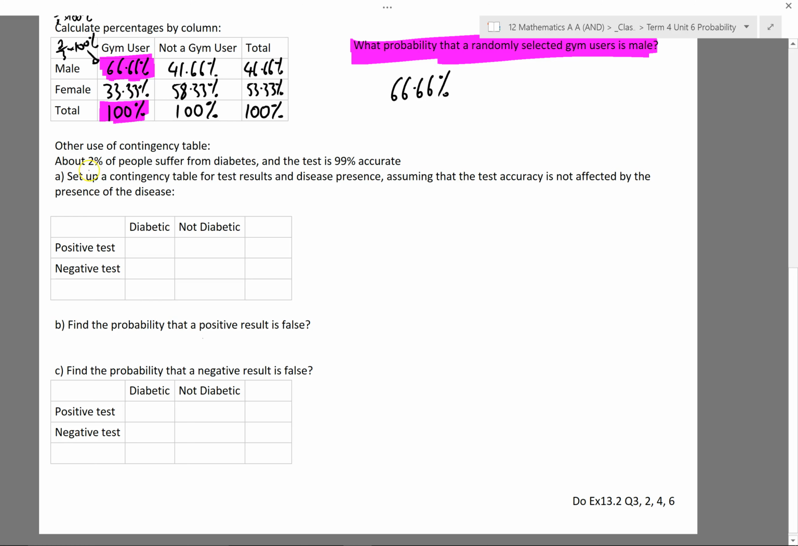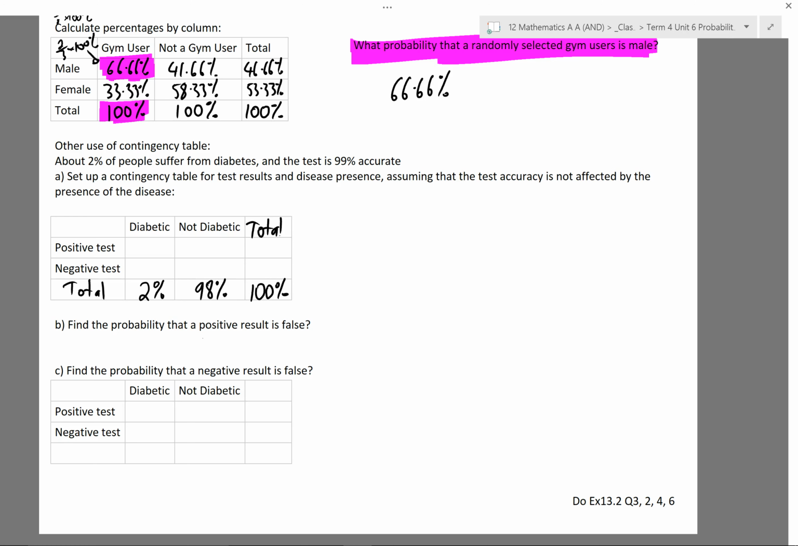It says about 2% of people suffer from diabetes. So that means in the population, 2% are diabetic. So 98% are not diabetic, giving us a total of 100%. I need to put totals in here. Okay, now here's the interesting part. Let's see what happens when these people get tested.